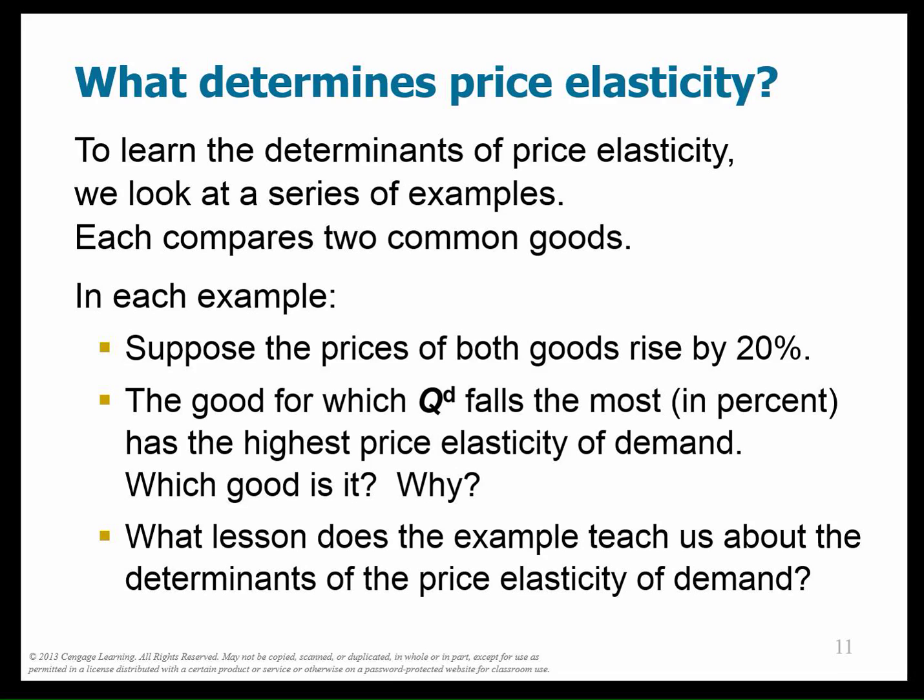So suppose prices of 2 goods rise by 20%, and we want to know which has the highest price elasticity of demand, meaning which good falls the most. Clearly, if you think about differing goods, if price changes, some goods people are going to keep buying no matter what the price. Some goods people are going to stop buying. That means they're going to have a very high elasticity. So let's talk about some reasons.